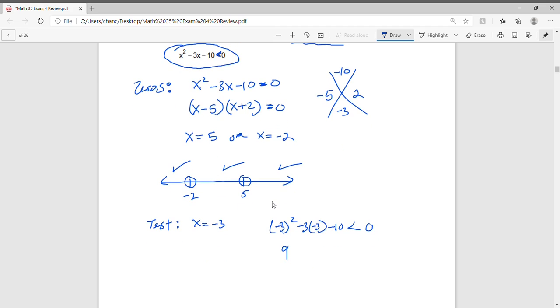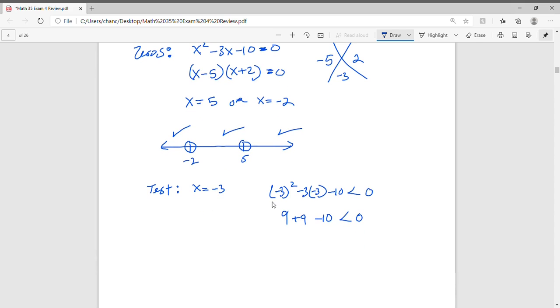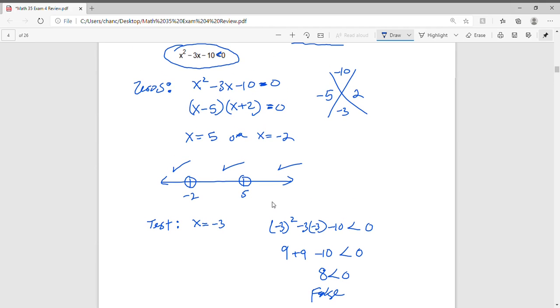Negative 3 squared is 9. Negative 3 times negative 3 is positive 9, minus 10. That's less than 0? This is in fact false, because 9 plus 9 is 18, and 18 minus 10 is 8. 8 is not less than 0. This is false. So that means the solution set is not to the left of negative 2. It is not part of this region on the left.